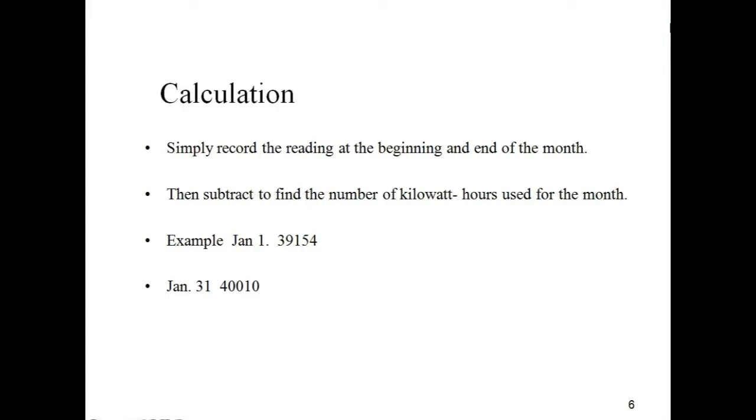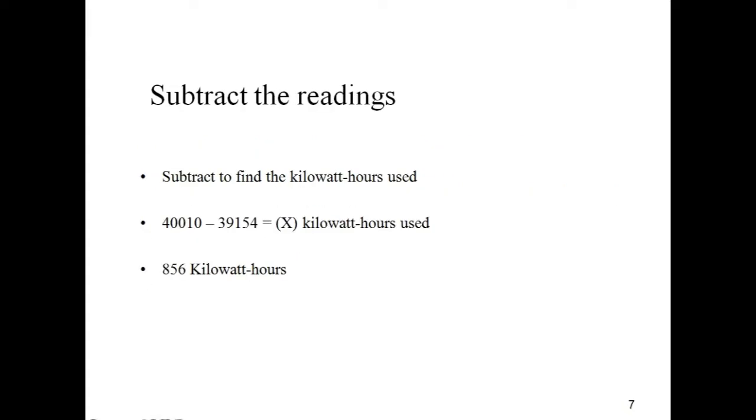Let us understand how to calculate units consumed. Simply record the reading at the beginning and at the end of the month. Then subtract to find the number of kilowatt hours used for the month. Now subtract the two readings. After subtracting the two recorded readings, you will find the units consumed. Here is an example given to you, where the two readings are subtracted and in the result we get the kilowatt hours used.